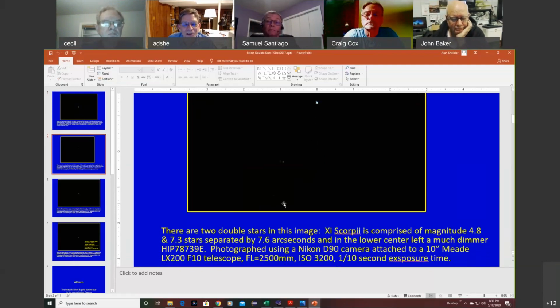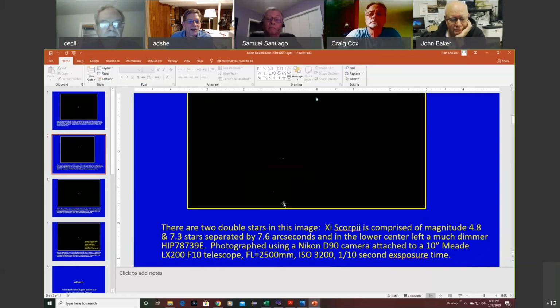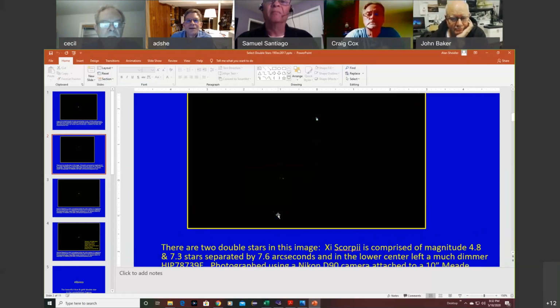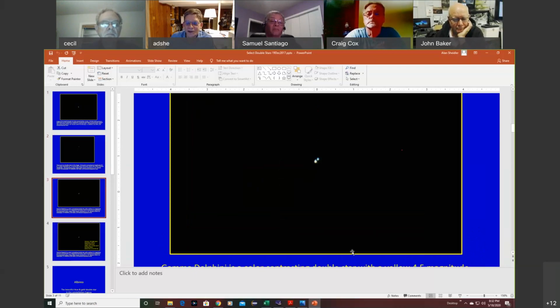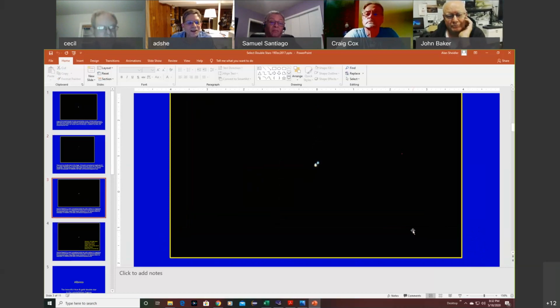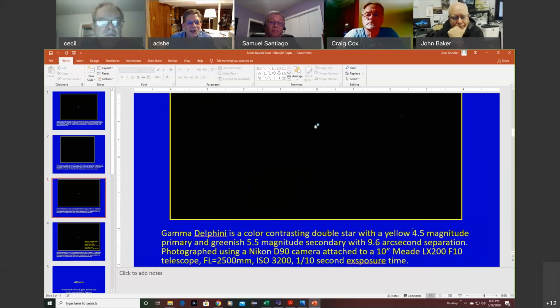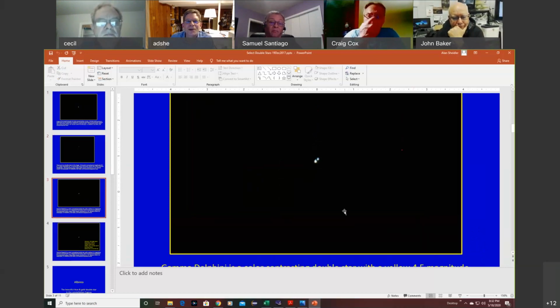I could have probably done a better job with the photography, but if I can do it, I think anybody can. I think people that are really good with cameras could do much better. Here's Gamma Delphini. That's a nice double also. You can see the colors.